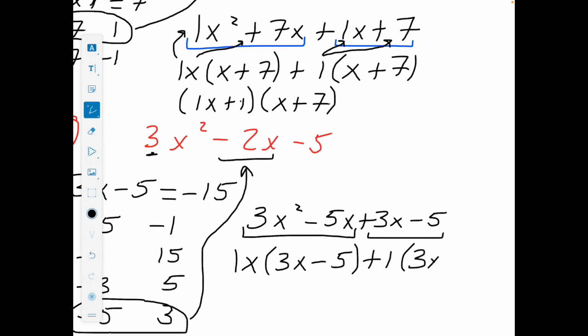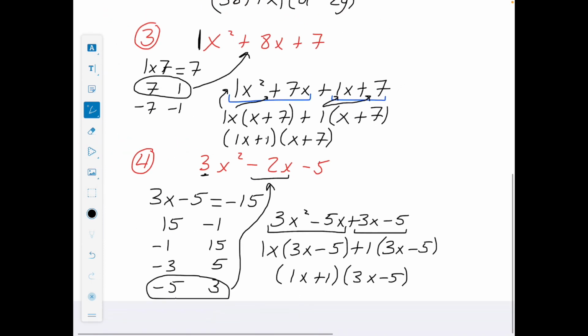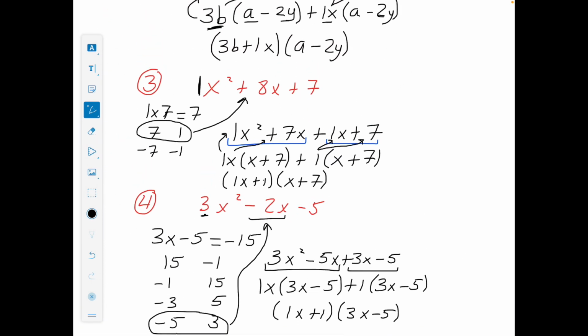Okay, and same thing again here. Biggest number that will divide into 3 and minus 5 will be plus 1. No letter in common. Go from 1 to 3x, you multiply by 3x. To go from 1 to minus 5, you'd multiply by minus 5. Our brackets are the same, so then just write down your answer as 1x plus 1 and 3x minus 5.